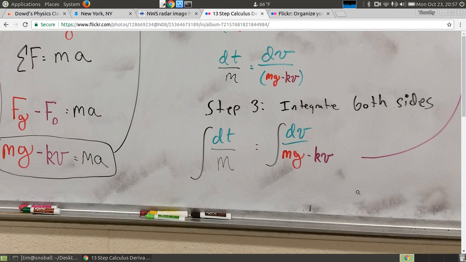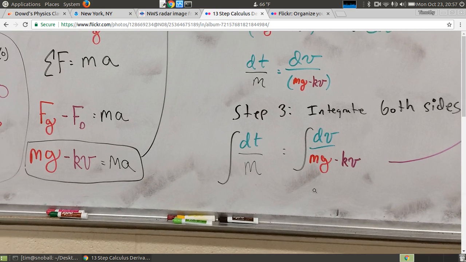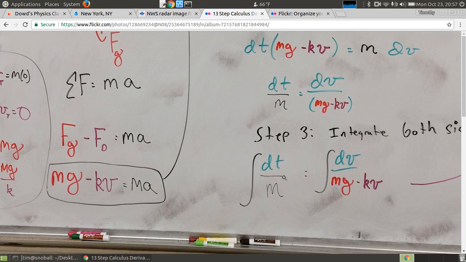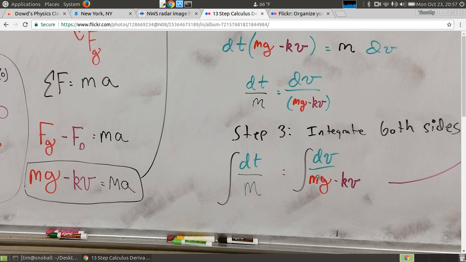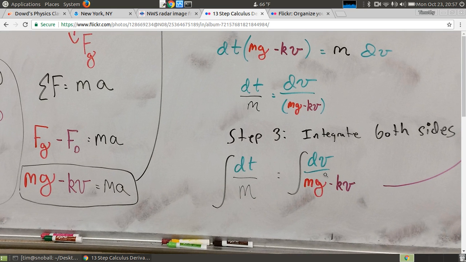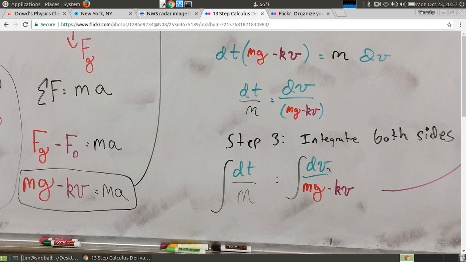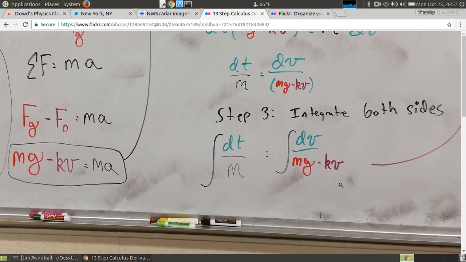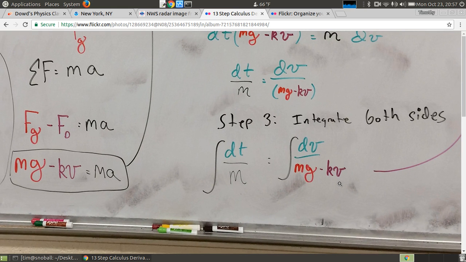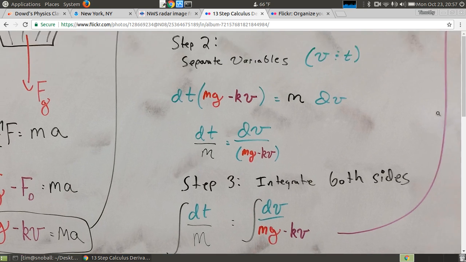Now we have to integrate both sides. Now, this one here is going to be really easy to integrate. This one here is kind of complicated. We haven't seen this type of function where we have a velocity term on top and on the bottom. So we've got to figure out how to handle that.